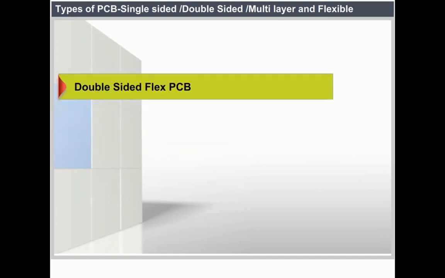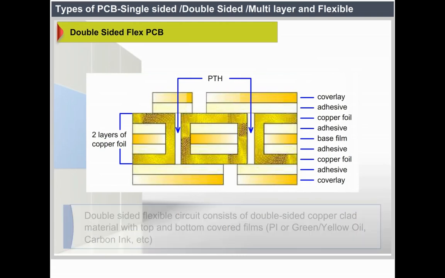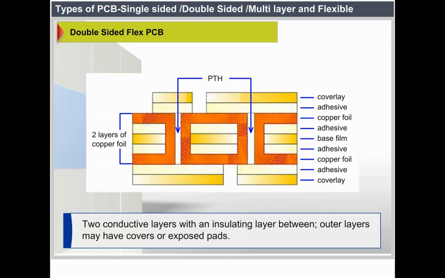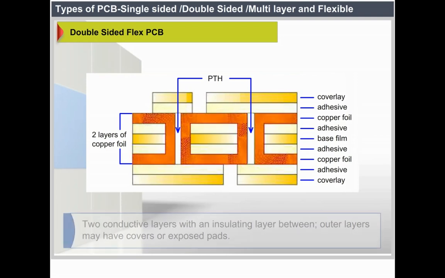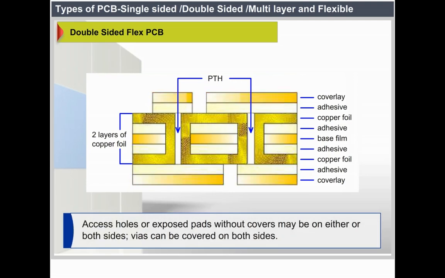Double-sided flex PCBs. Double-sided flexible circuit consists of double-sided copper-clad material with top and bottom cover films, PI or green/yellow oil, carbon ink, etc. Two conductive layers with an insulating layer between. Outer layers may have covers or exposed pads. The cover films are pre-routed to access copper from both sides using plated through holes, PTH. Access holes or exposed pads without covers may be on either side or both sides. Vias can be covered on both sides.